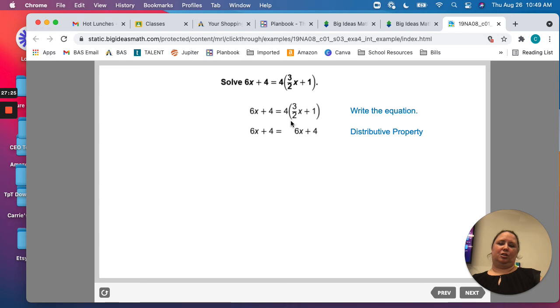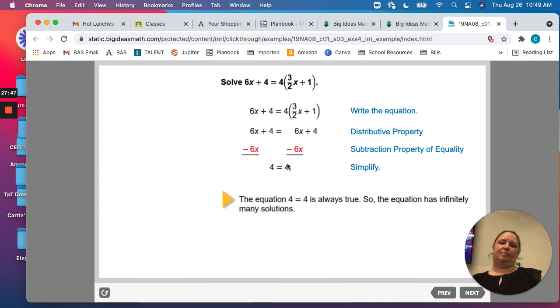Okay? 4 times 3/2 is? 6x. And then 4 times 1 is? 4. What do you notice? They're the same. So if we subtract stuff to get to both sides, we're going to end up with what? 4 equals 4, right? Yes. So when you have this, does 4 equal 4? Yes, it does. So the long story short here is any number I plug in for x is going to make this statement true, right? Because I'm going to solve it. It's always going to come out to be 4 equals 4.